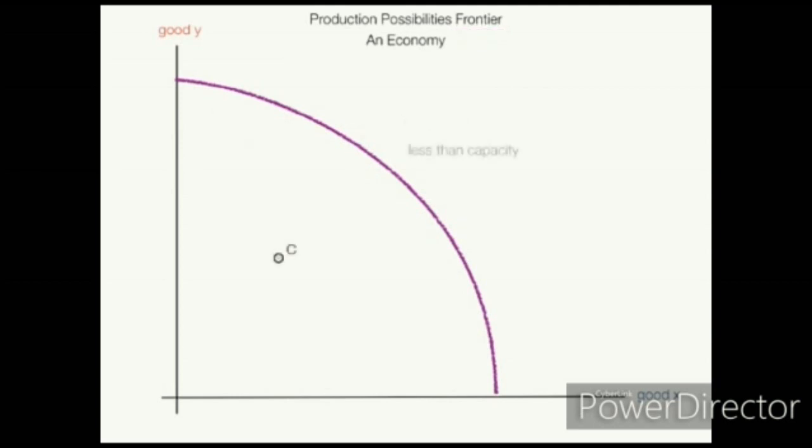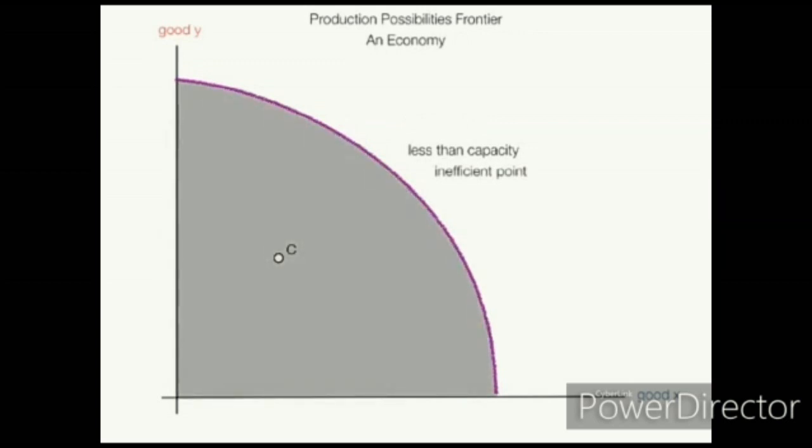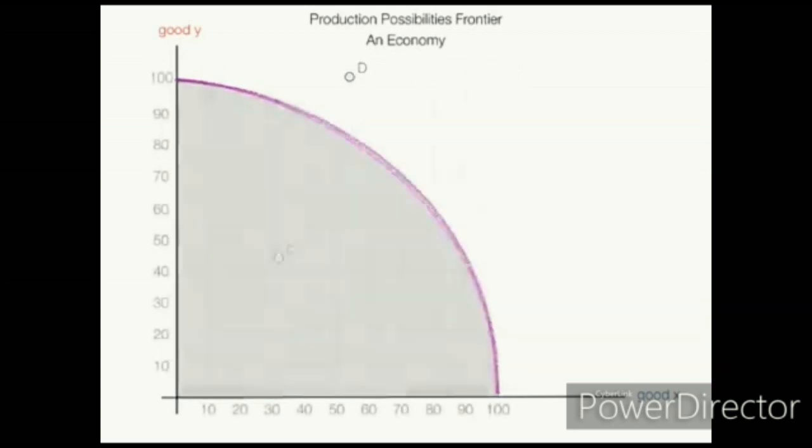At point C, the economy is less than capacity and it's an inefficient point. In fact, anywhere in the gray area would be an underutilized economy, less than capacity. Now, point D is beyond capacity. The economy is not capable of producing at that level unless there's a technological change that shifts the entire production possibilities frontier out. Notice the curve is bowed out, and I'm going to discuss that now.